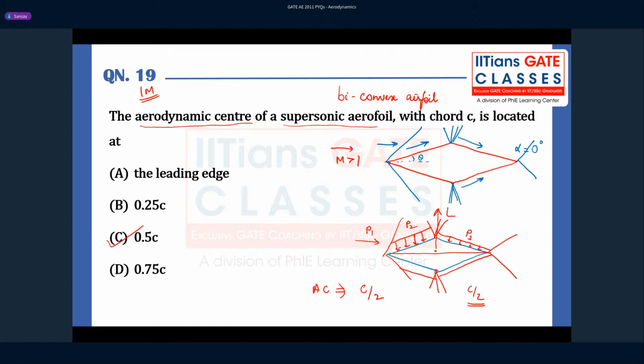So please remember, this is a supersonic airfoil. It is not a subsonic airfoil. So the flow dynamics is different over here, and that is the reason the aerodynamic center is going to shift. It is not quarter chord. It is now the half chord point, right? And what is this theory known as? This theory is known as shock expansion theory. I hope you guys would have studied this in your gas dynamics.